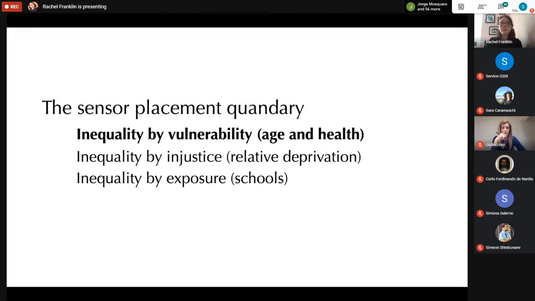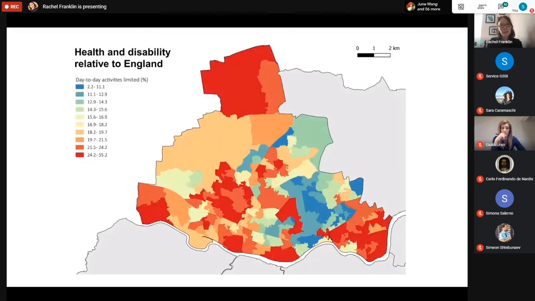Okay, so this is, again, the share of the population for whom day-to-day activities are limited. Again, the blue would be healthier neighborhoods, and the red would be less healthy neighborhoods. And you can see that for Newcastle, there's a clear geography to this. Some neighborhoods are very healthy according to this variable, whereas some have between a quarter and a half of their population for whom day-to-day activities are limited, right?